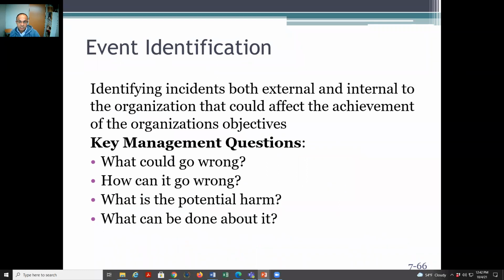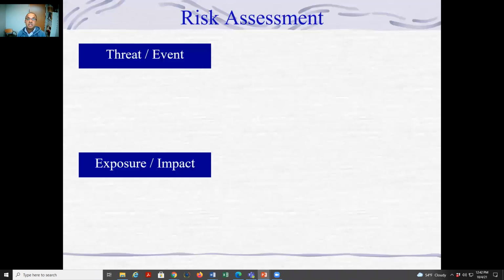Then event identification, where we ask some questions. What could go wrong? How can it go wrong? What is the potential harm and what can be done about it? And this is what we usually ask before we make any audit, to try to identify the events that might have risk. Then based on our identification, we assess the amount of risk.